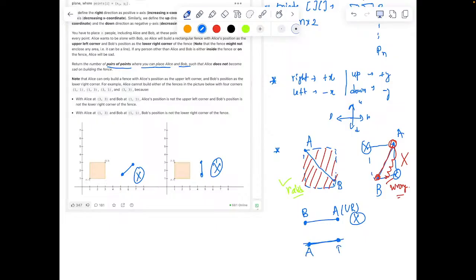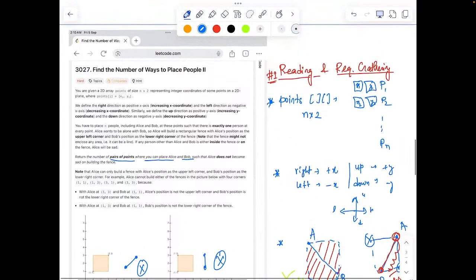If we create a rectangle with these four vertices, so I think they have written something like a rectangular fence. They have written something like a line segment. I might have read about it. Yeah, that's the case. Note that the fence might not enclose any area. It can be a line.